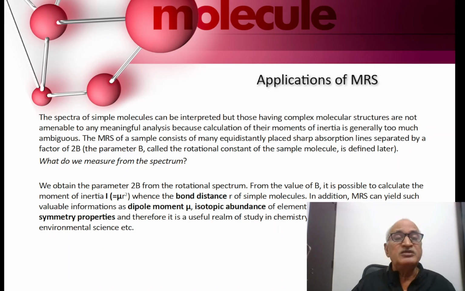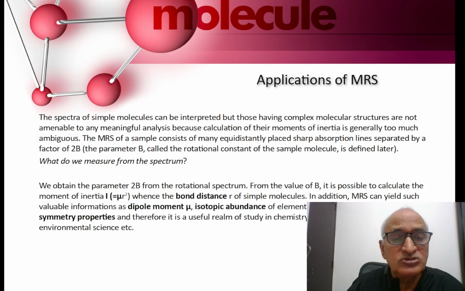Number one, determination of bond distance. Number two, determination of isotopic abundance. Number three, determination of dipole moment. Number four, conformational energy barrier. Number five, symmetry properties. These are some of the applications, and this technique finds use in chemistry, geology, cosmology, environmental science, etc.